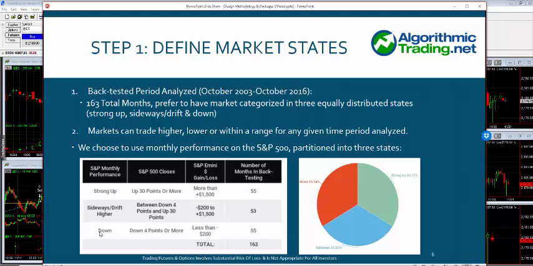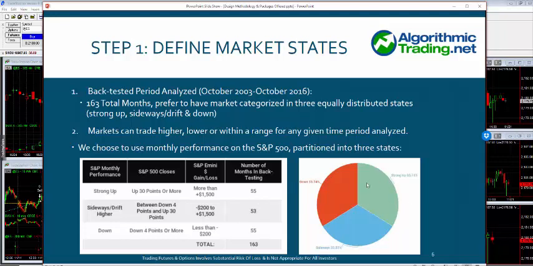The other category that we did was down. So if the S&P closed down by 4 points or more, which would be a loss of $200 or more, we categorize that as a down month, and there were 55 of those. So then kind of this in-between state is we called sideways / drift higher, because it's really sideways or maybe up a little bit. And so that's the in-between category that we call sideways, where the S&P would have either been down between 4 points or up 30 points, anything in between there. So either a loss of $200 or a gain of up to $1,500. And so there were 53 of those months.